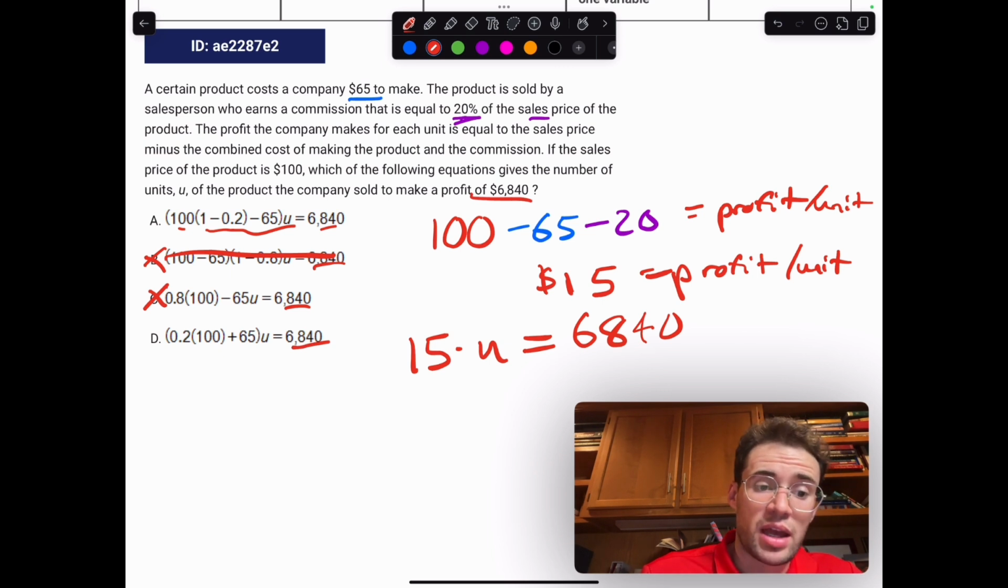And then here, 0.2. Now this would be the amount that the person makes from commission. And then you're adding 65. It's supposed to be subtract the cost. All right, so this one's just backwards. So this is going to be A.